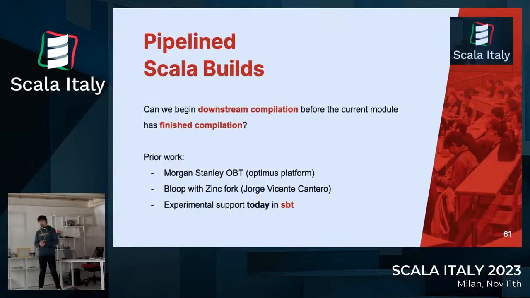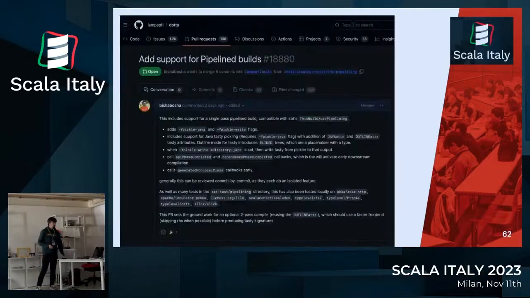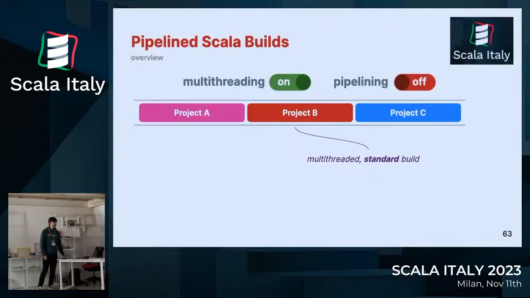And this has been done before in the Scala world, notably by Morgan Stanley with their opt-obt build tool, which is in the process of being open sourced. And then Bloop, if you know about Bloop, it used to have pipelining built in, but that was removed because it was unmaintainable, but maybe we can bring it back. And SBT today does support pipelined builds. Oh yeah, and I just opened a pull request in the Scala 3 repository to add support for pipeline builds, and I do have a demo.